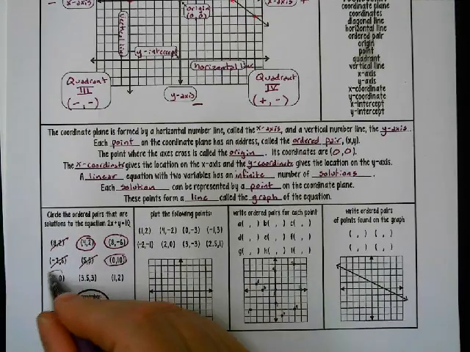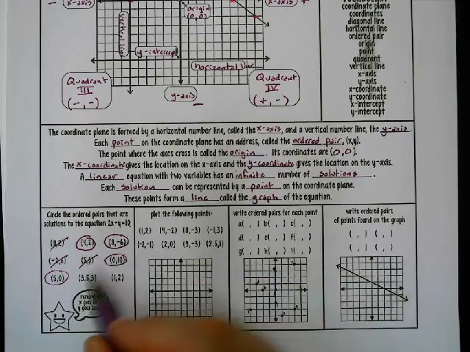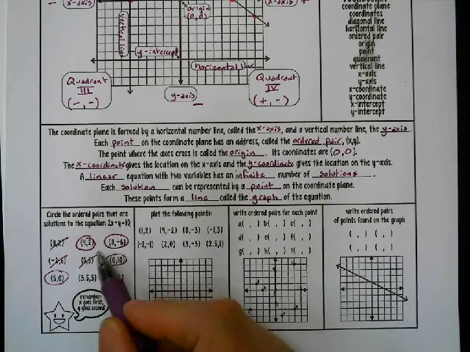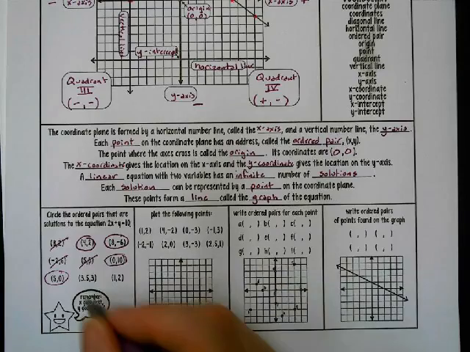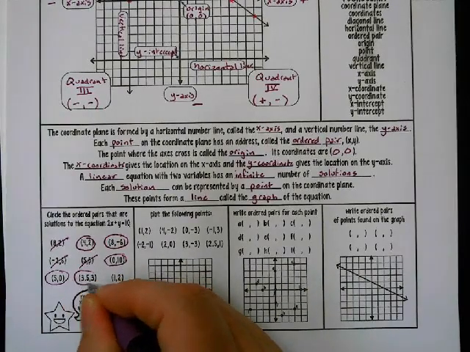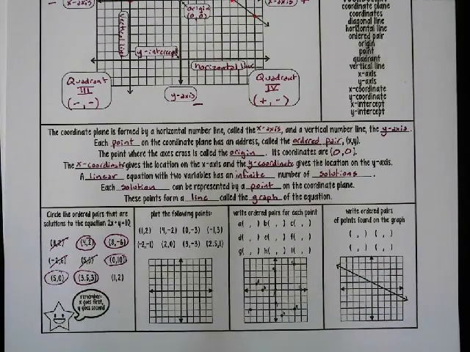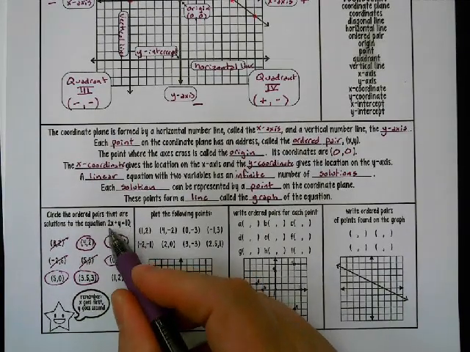3.5 plus 3, oh goodness. 2 times 3.5 is 7. 7 plus 3 is 10. That is a solution. So you can have decimals also with your points, your ordered pairs. They don't always have to be integer values. Last one, if I plug in 1 and 2 here, I get 2 plus 2, which is 4. That is not a solution.